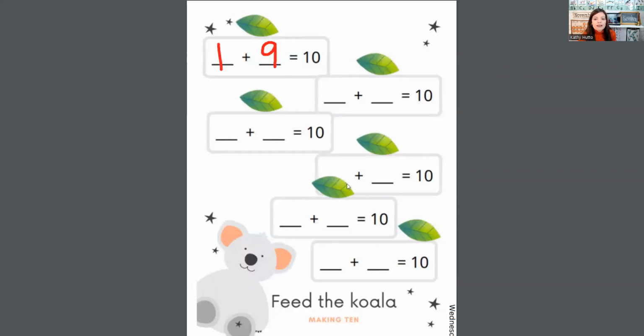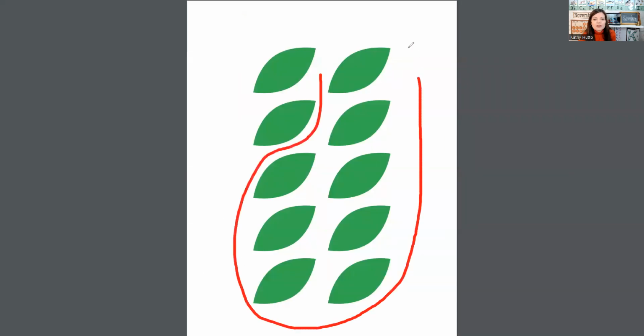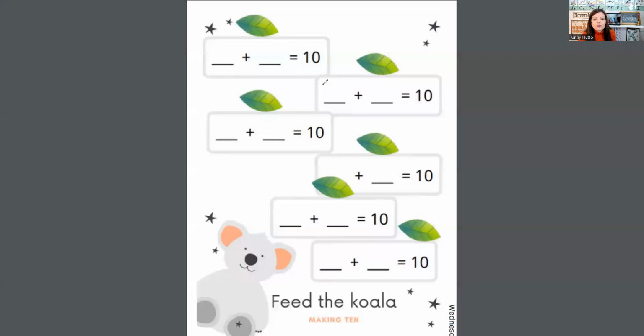Okay, let's do it again. This time we're going to have 2 leaves and some more leaves, but we know there are still 10 total leaves. 2 plus how many more equals 10? 1, 2, 3, 4, 5, 6, 7, 8. 2 plus 8 equals 10.